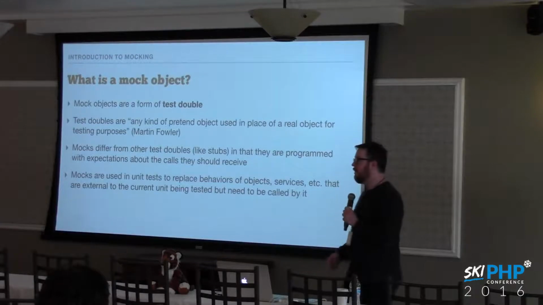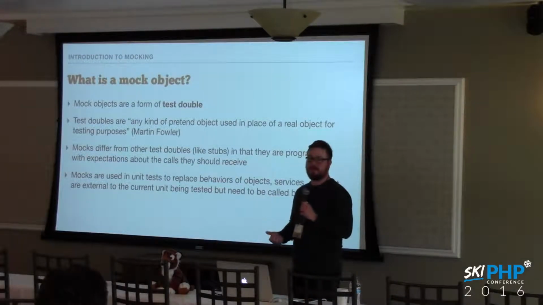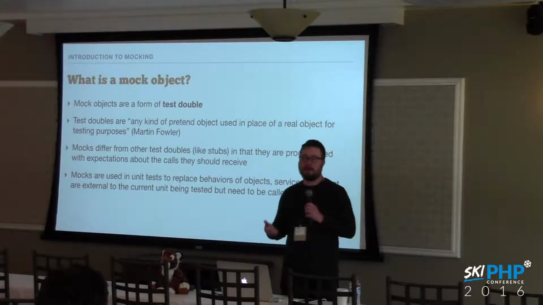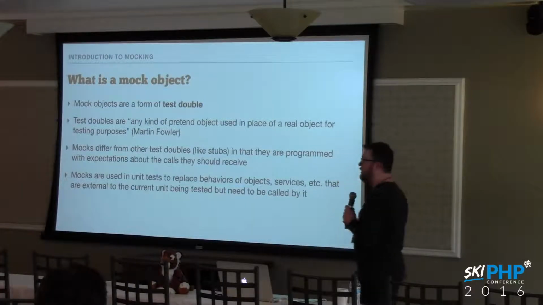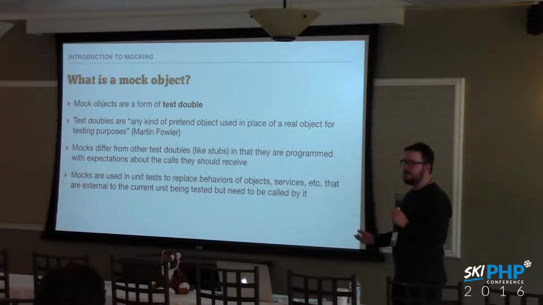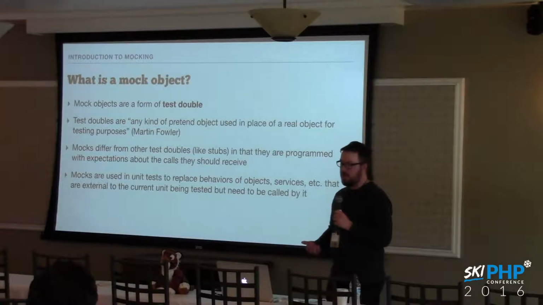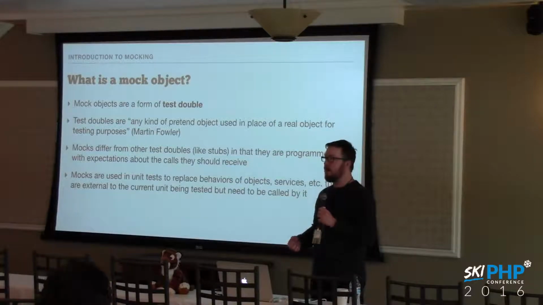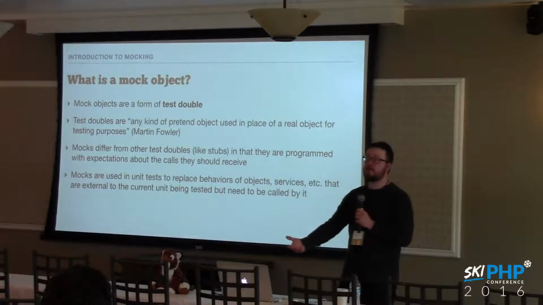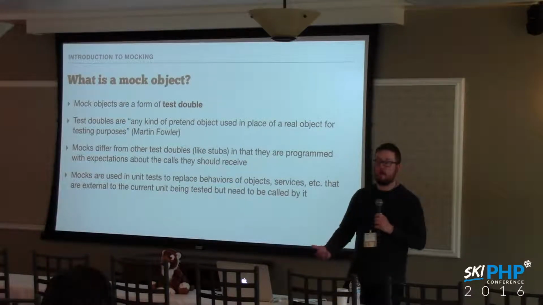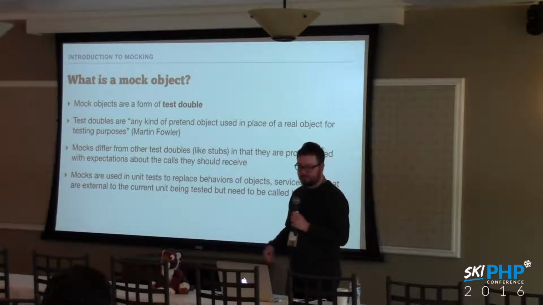Mocking is a way to inject a test double into your test. It's a form of test double. And a test double is any kind of pretend object that's used in place of a real object for testing purposes. They differ from other test doubles. So you may have heard of things called stubs, for example, and that they're programmed with expectations about the calls that they're supposed to receive. So you tell a mock object, I expect you to receive this call, maybe with these parameters, this many times, and the mock object responds accordingly.